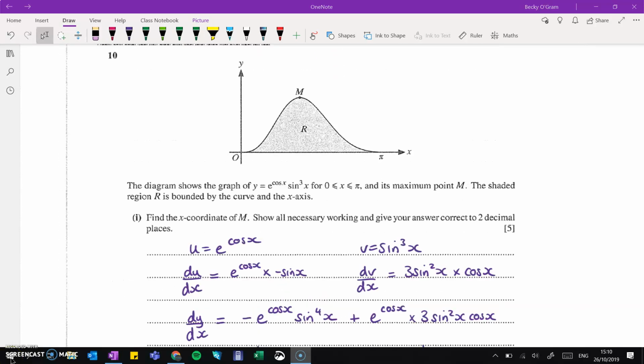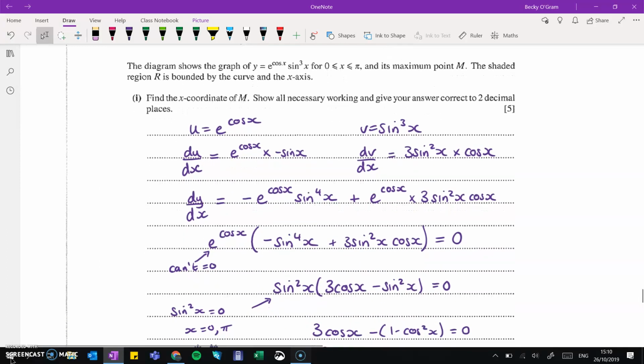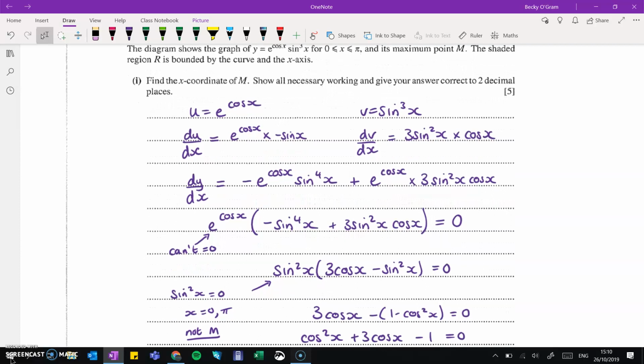Which brings us to the final question, question 10, which I thought wasn't too bad, as long as you were very careful about what you were doing as you worked through it. First of all, we need the x-coordinate of M, which means we need to differentiate, set it equal to 0, and carry on. I've just separated those parts for the product rule down here. That gives us the gradient. Then if we set that equal to 0, we can work through this here.